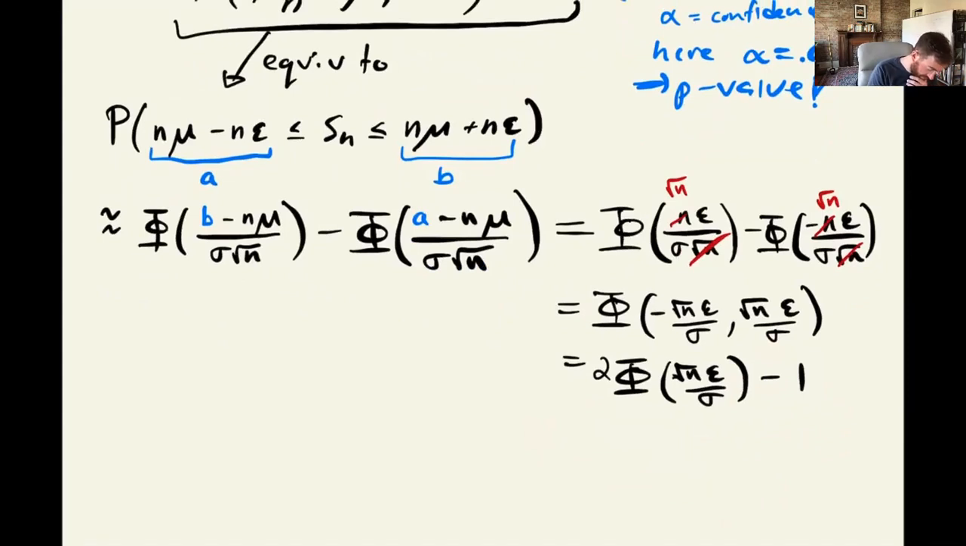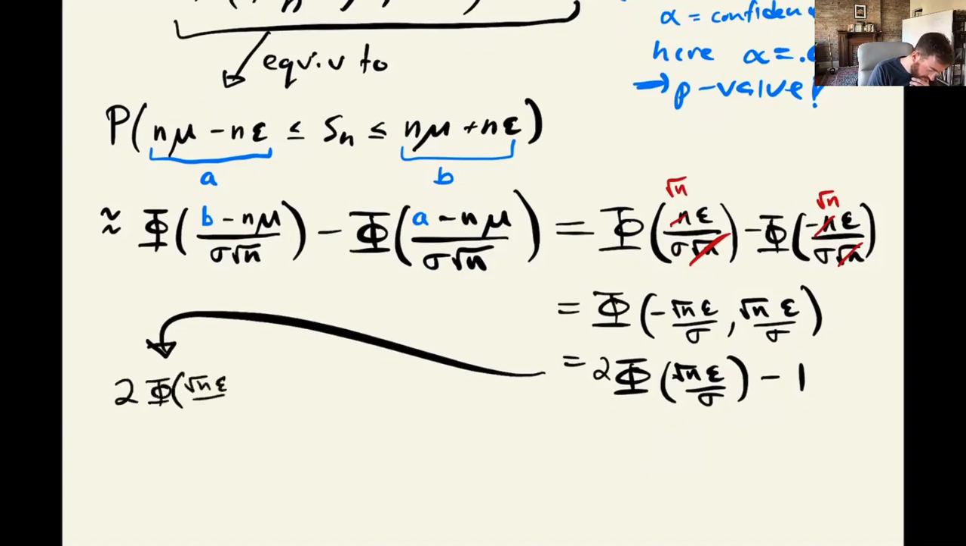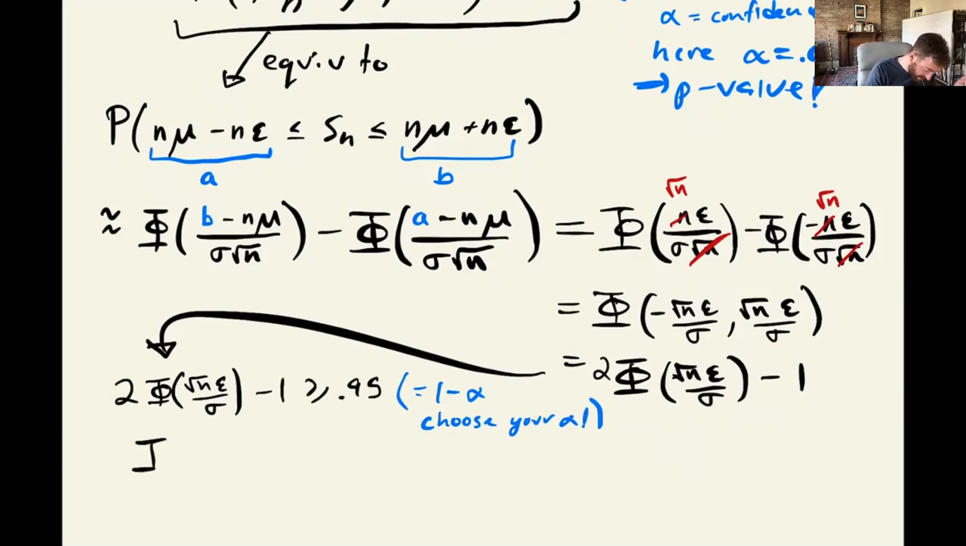So now let me plug that in. I want 2 times phi of square root of n epsilon over sigma minus 1 to be greater than or equal to 0.95. In general, I would say this is equal to 1 minus alpha, where you choose alpha. But then I can solve, and this is the same thing as phi of square root of n epsilon over sigma being greater than or equal to 1.95 divided by 2, I add 1 to both sides and divide by 2, which equals 0.975.